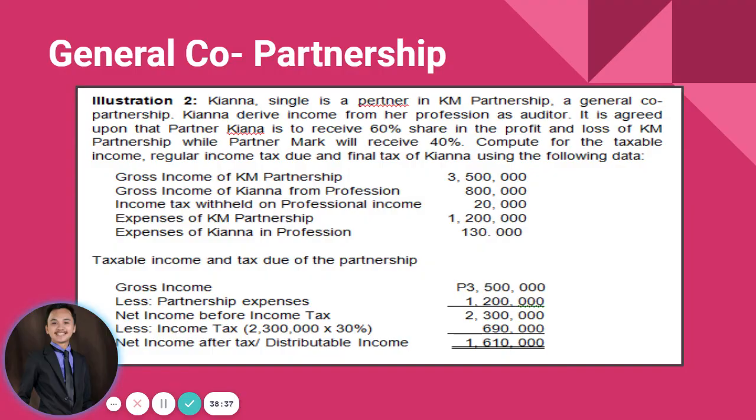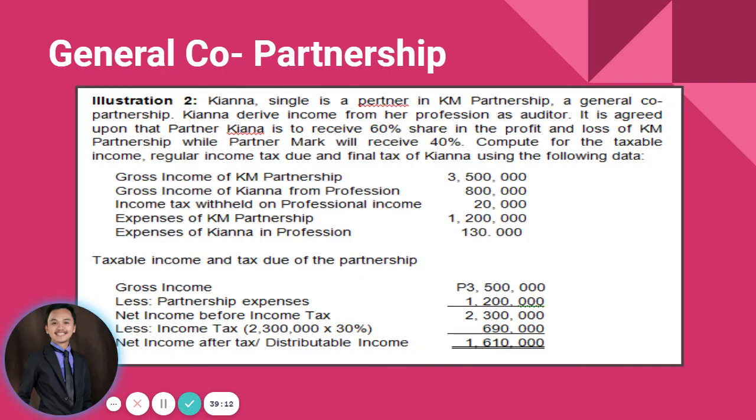Okay? So we have gross income of KM partnership of 3.5 million, gross income of Kiana from profession of 800, income tax withheld on professional income, guys, of 20,000. So as we all know, this tax withheld of 20,000 is considered as a tax credit when we will be computing for the tax payable later on, and then expenses of KM partnership of 1.2, and then expenses of Kiana in her practice of profession of 130,000.